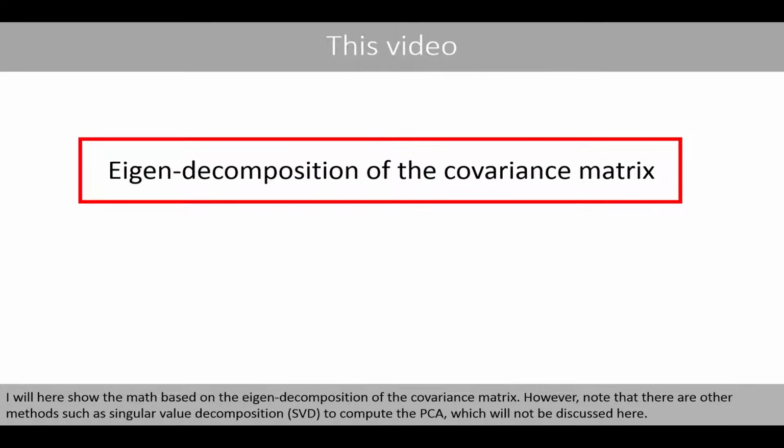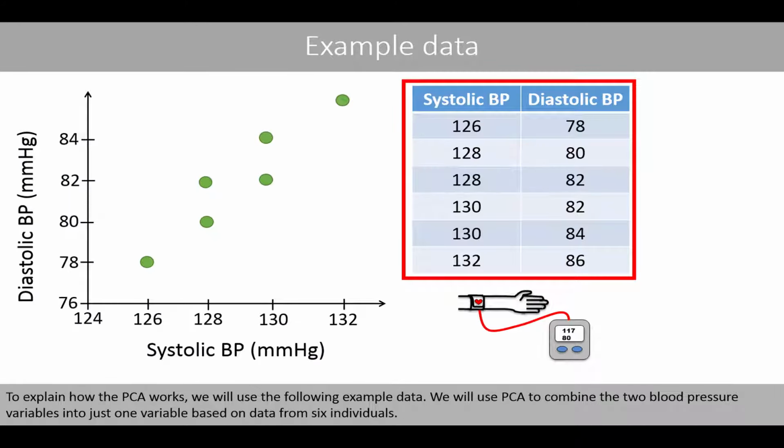I will here show the math based on the eigendecomposition of the covariance matrix. However, note that there are other methods, such as the singular value decomposition to compute the PCA, which will not be discussed here. To explain how the PCA works, we will use the following example data.